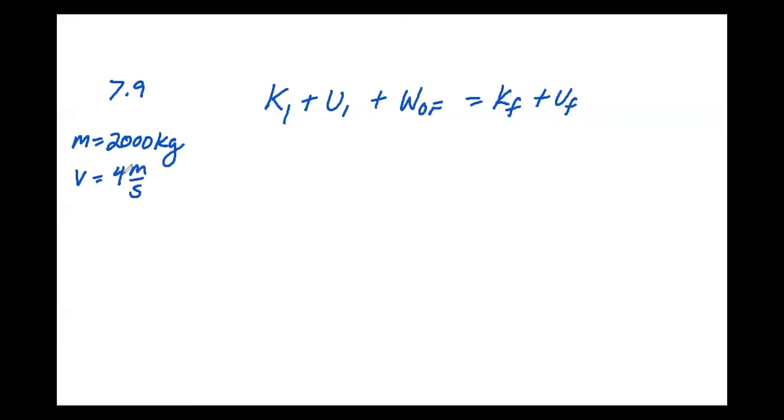Example 7.9 is motion with gravitational, elastic, and frictional forces. And it reads, a 2,000 kilogram elevator. Oh, come on. All right, everybody, this is example 7.9.